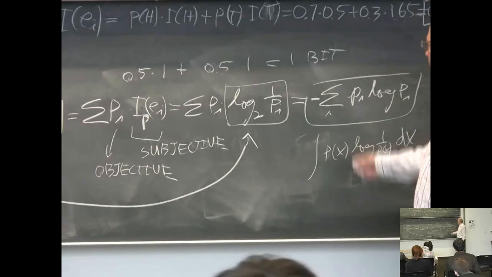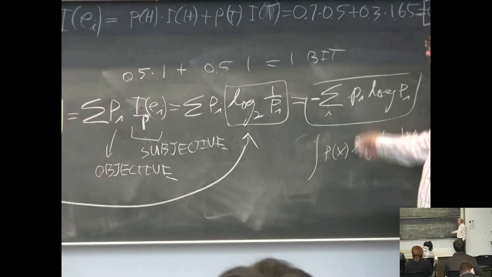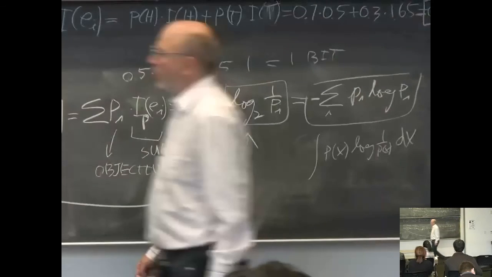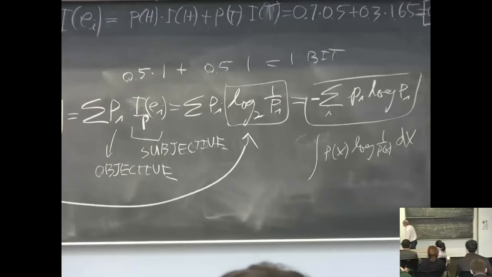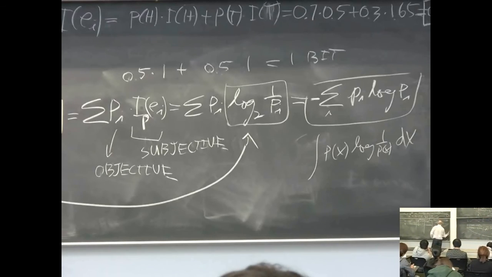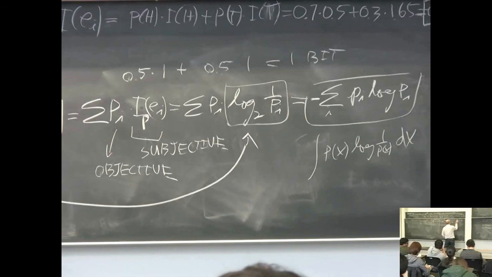And what do we know about the properties of entropy? So let's start first with what we know about the properties of the information measure, or surprise. Can surprise be negative?